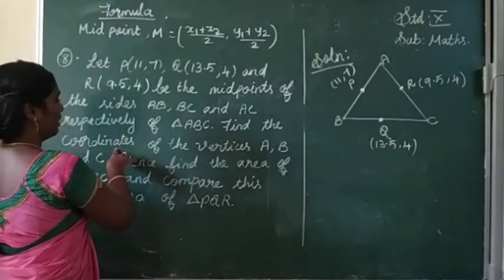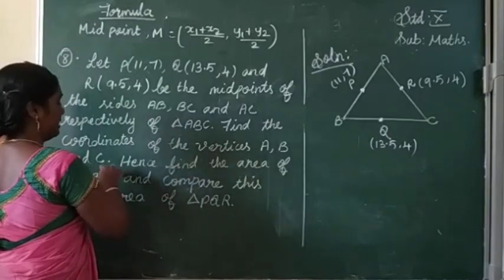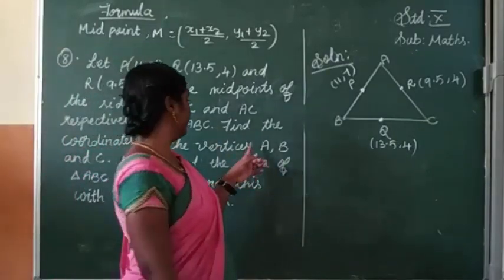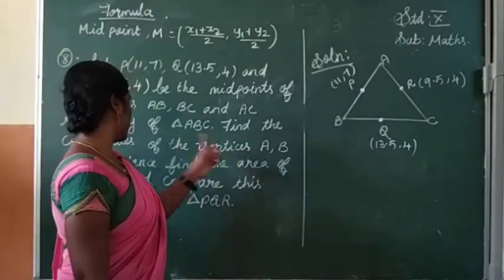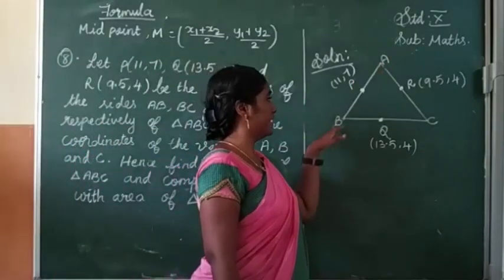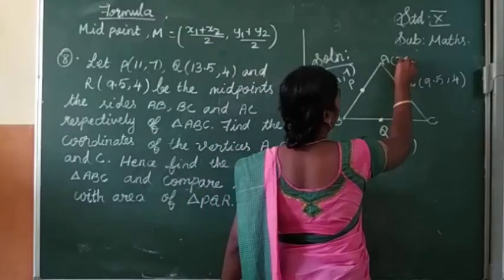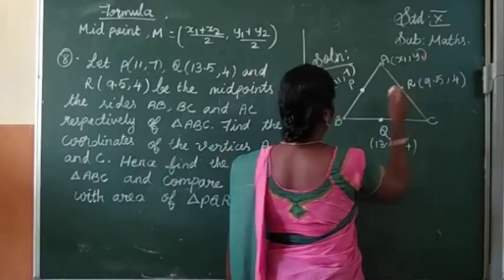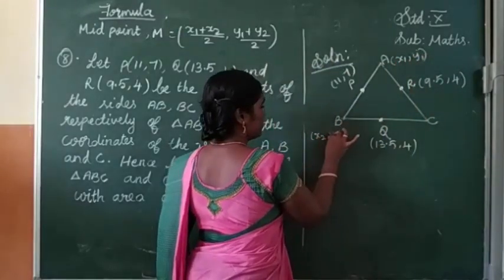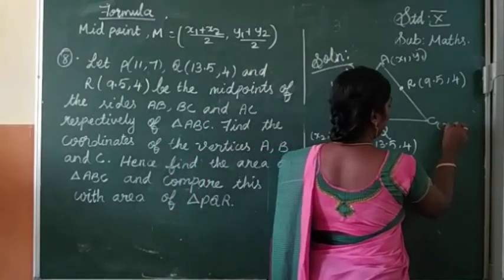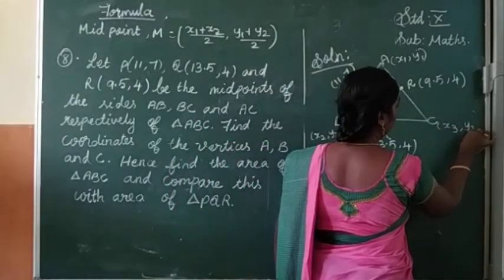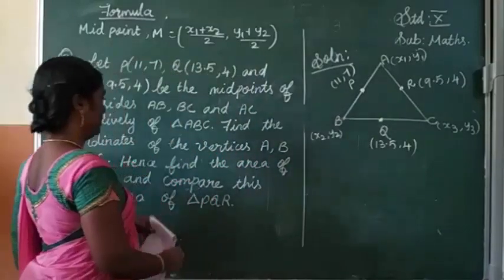Then find the coordinates of the vertices A, B and C. We are going to find the coordinates of the vertices A, B and C. That means we don't know the A, B, C coordinates. So let the A coordinate be x1, y1, the B coordinate be x2, y2, and the C coordinate be x3, y3. We don't know them, so we take them like this.